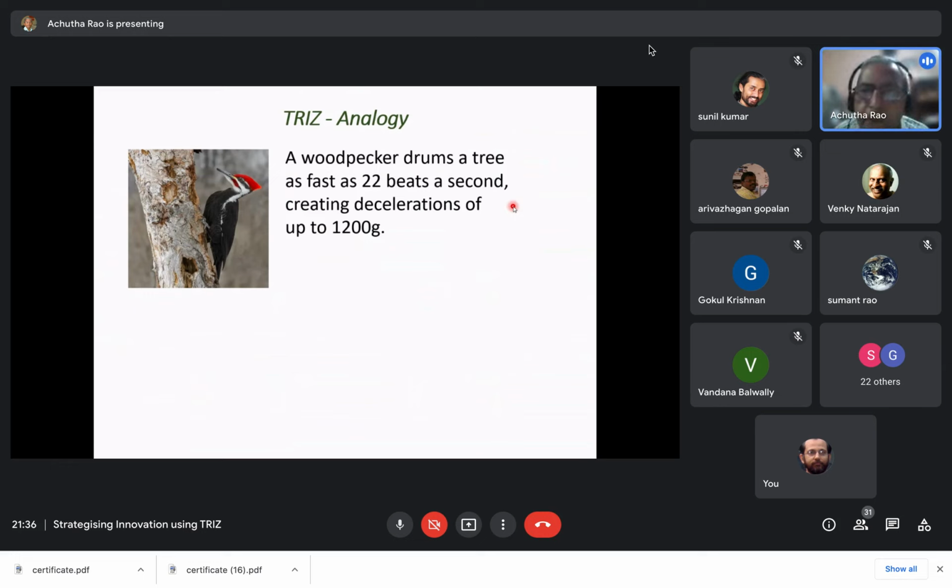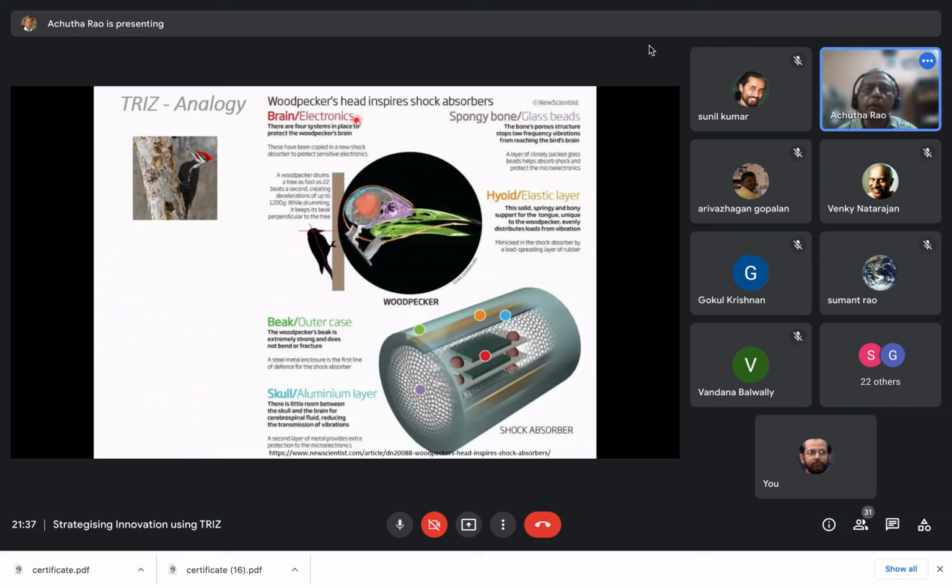So a woodpecker drums a tree as fast as 22 beats a second, creating deceleration, right? But it is such an impact, and it's not damaged. So that is how we have derived this function: how does it do it and how is it protected? That's the difference. It's not the shape. Basically, there's a spongy bone and then the shock absorber, so the impact resistance is so big. So we can have things, even those impacted by so much G, that will not be damaged.